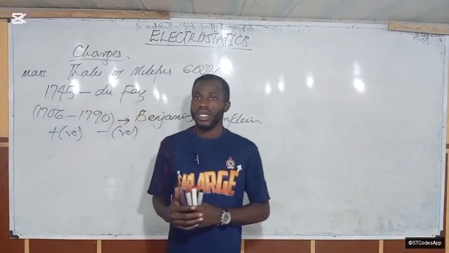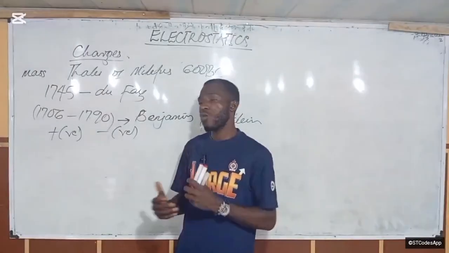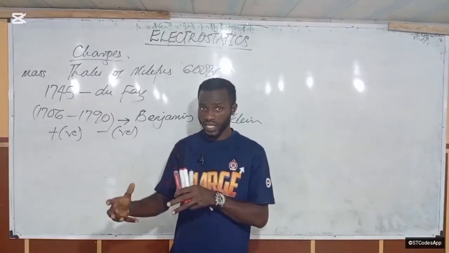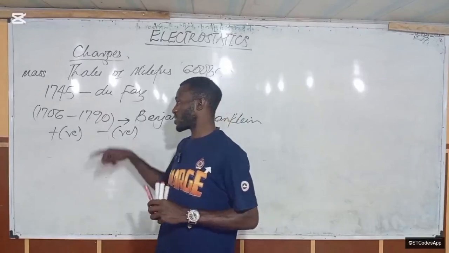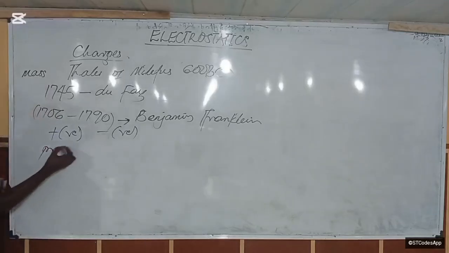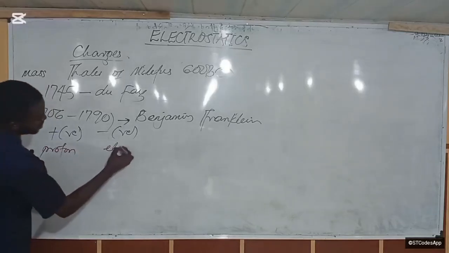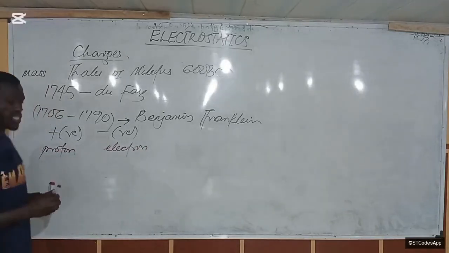So now, it was not until later that we actually knew that what was moving, the charges that were being transferred, was actually the negative charge. So then we now name the positive charge proton and the negative charge electron. The positive proton, the negative electron.